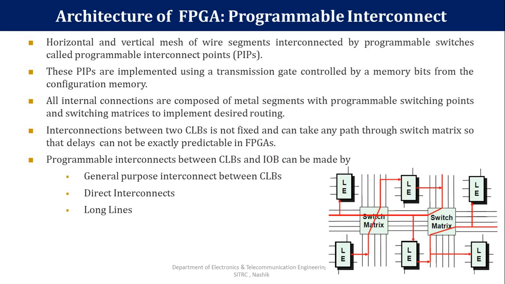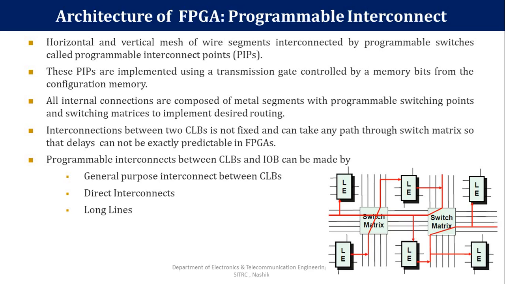Now, the second most important element of the FPGA architecture is the programmable interconnect. The second block is the programmable interconnect. What is the programmable interconnect? It is nothing but a horizontal and vertical mesh of wire segments which are interconnected by programmable switches. And it is a complex network compared to the CPLD. It consists of a large number of horizontal and vertical wire segments. These are also known as programmable interconnection points.